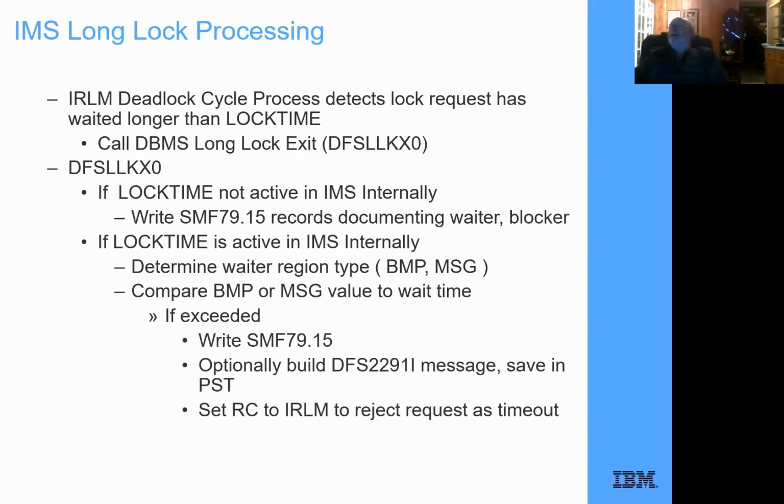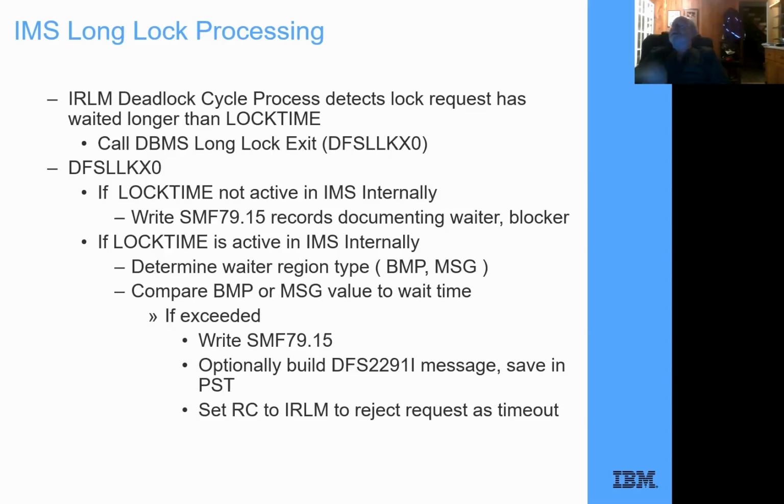So what happens in IRLM when the deadlock cycle process detects a long lock that's been waited longer than lock time? It calls DFSLOKX0. Inside of LOKX0, if lock time is not active in IMS internally, so that is you did not code lock time, that means the timeout value was 300 seconds. We write SMF 79 15 records that document the waiter and the blocker. And then we return to IRLM and say continue waiting.